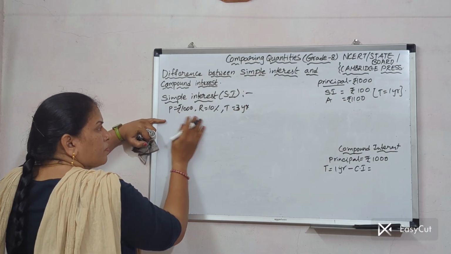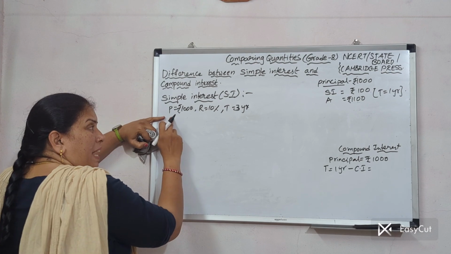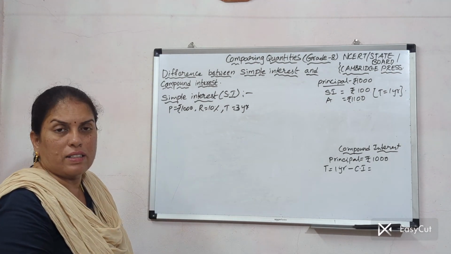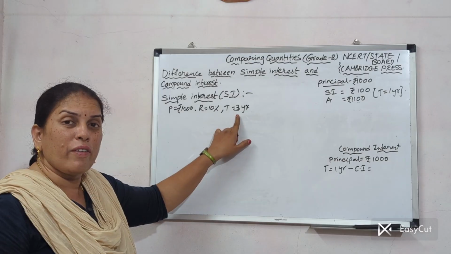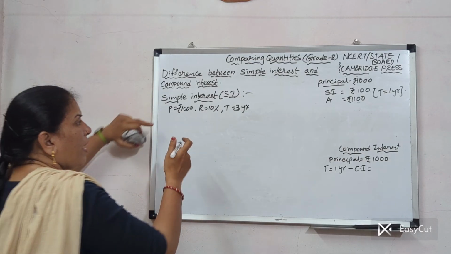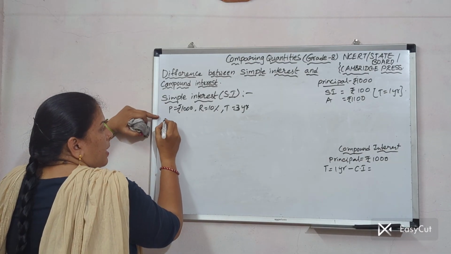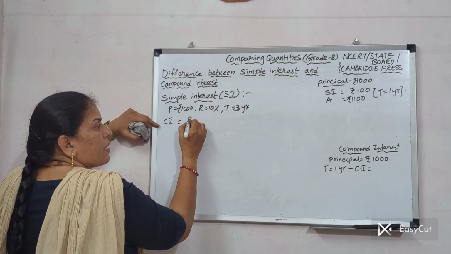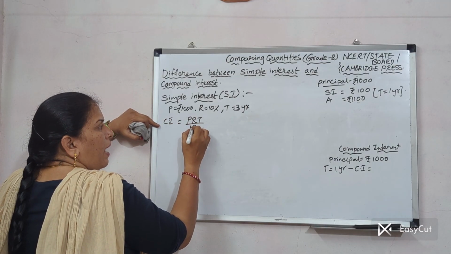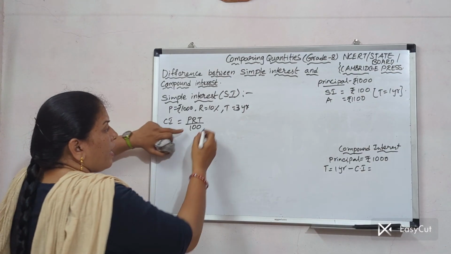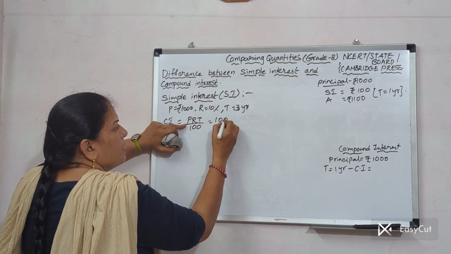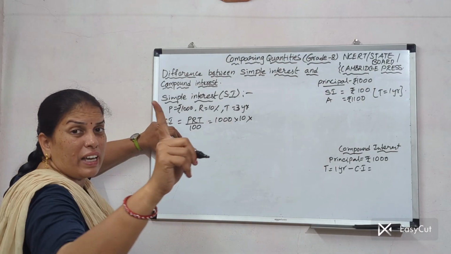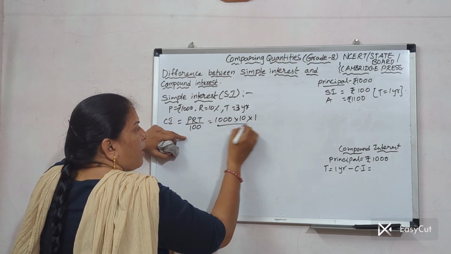First of all, same principal is equal to 1000 rupees. Same, everything does not change. Only time will change, 3 years. For 1 year I am finding out. SI is equal to compound interest is equal to PRT by 100, same formula. See here, P means 1000 rupees, R means 10%, T means for 1 year I am calculating, 1 by 100.